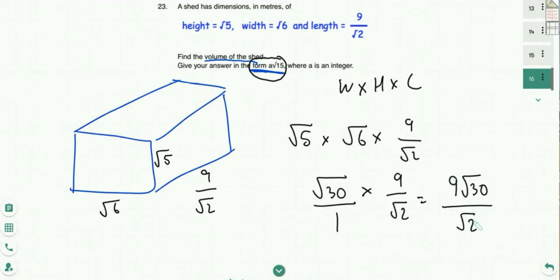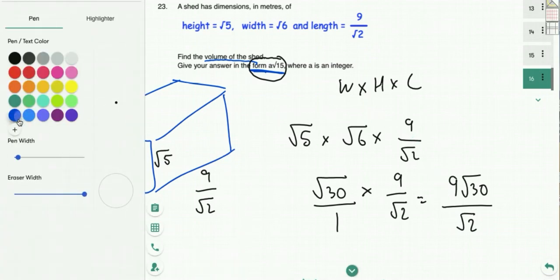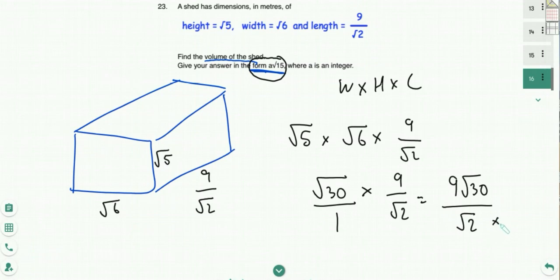Well, here we have a fraction. As we can see, the denominator is irrational. So it makes sense that we should rationalize the denominator. So let's multiply both sides by root 2.